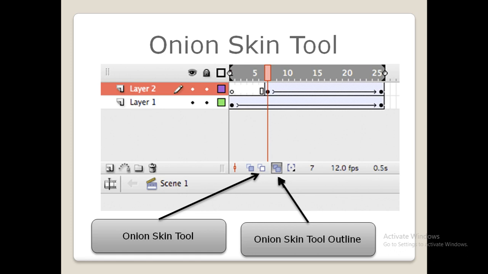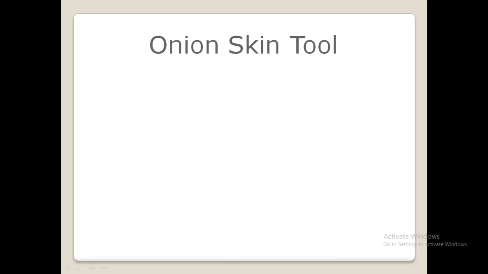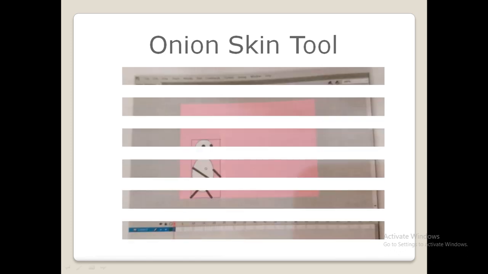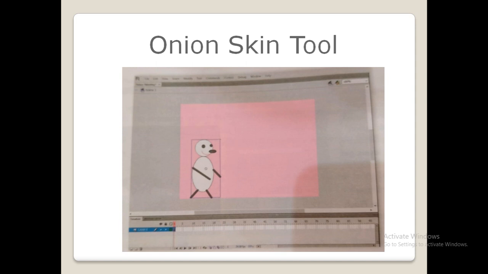Now let us create an animation using an onion skin tool. To create an animation, first you have to open your Flash document and fill the stage with any background color and draw an image using the drawing tool. So you can see the example in the figure.